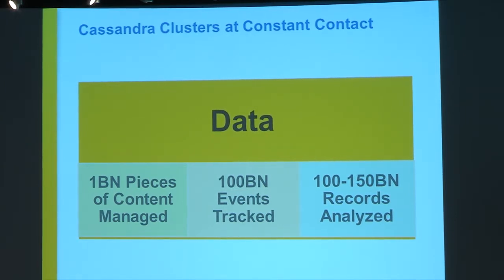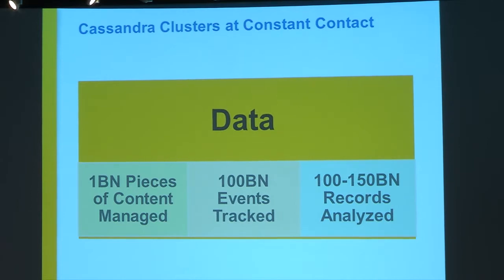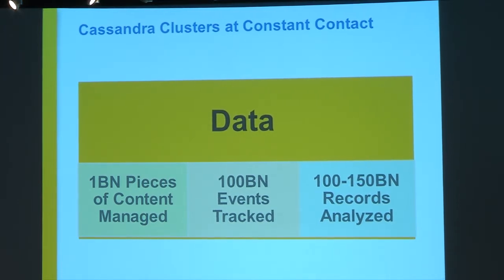100 billion events tracked. So these are all the opens, clicks, Facebook likes, Twitter posts that the end consumers of our customers really produce, that we track, measure, and ultimately report on. And then as part of this, we derive analytics for them, and the total number of records, most of it stored in Cassandra, is between 100 and 150 billion records we derive analytics from. So we're not Netflix, okay, we're not eBay, but we still have a lot of data that we need to look at on behalf of our customers.